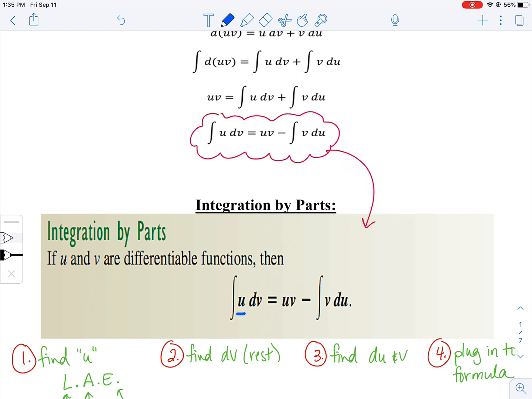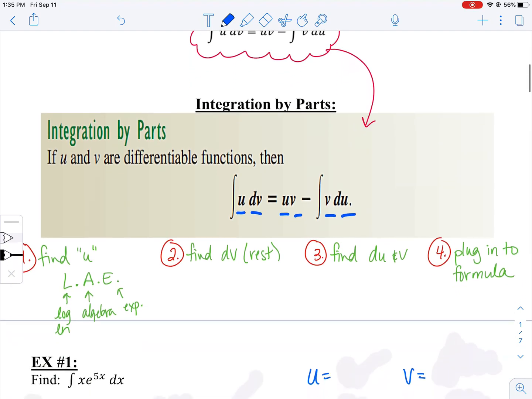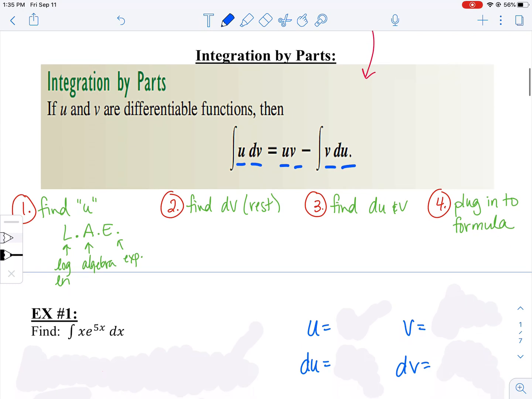You might notice that we have a u, we have a dv, and what that does is when I integrate u dv, I end up getting u times v minus the integral of v du. Those are a lot of different pieces, right? And so what we have to do when we get a problem and it looks like a product rule, but we're integrating, is figure out all of our different pieces. That means we need a u, we need a dv, we need a v, and a du. We need all of those different pieces.